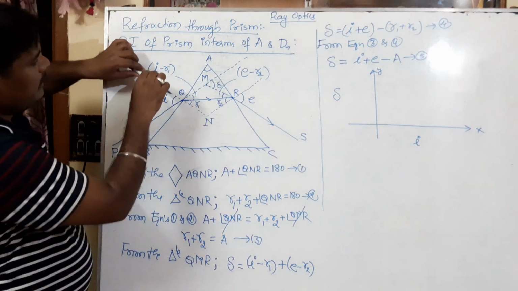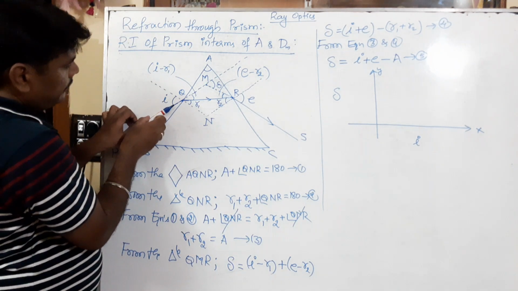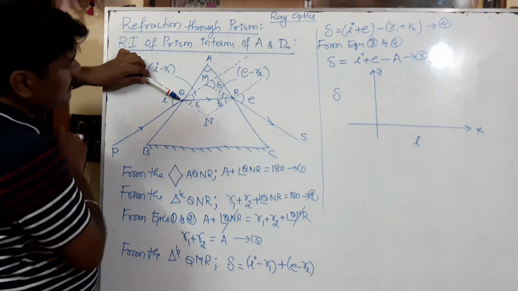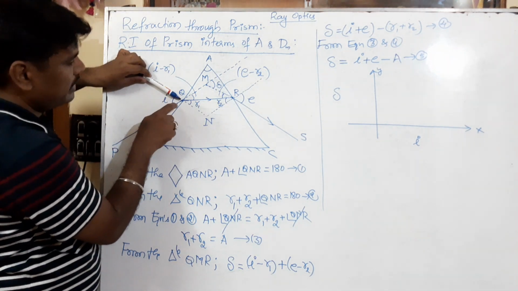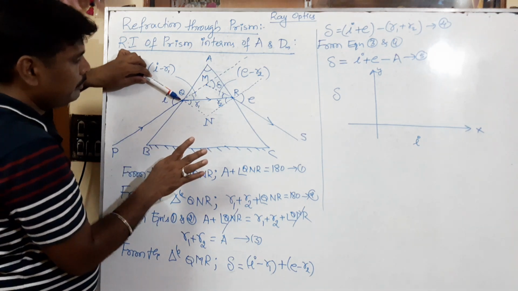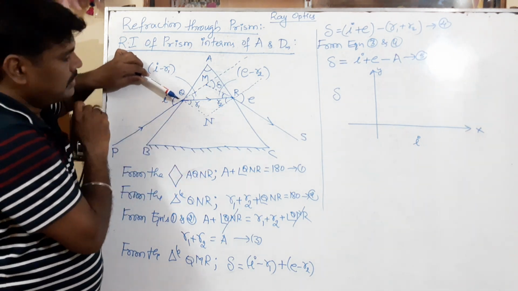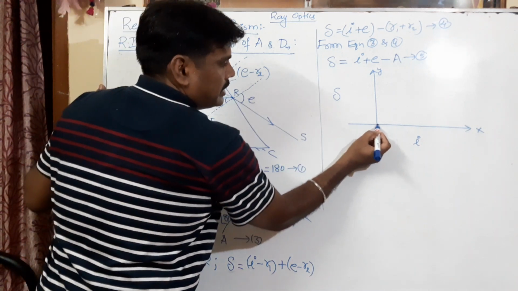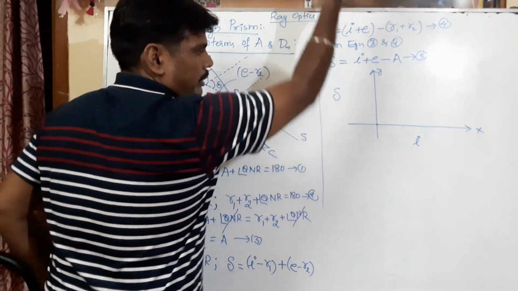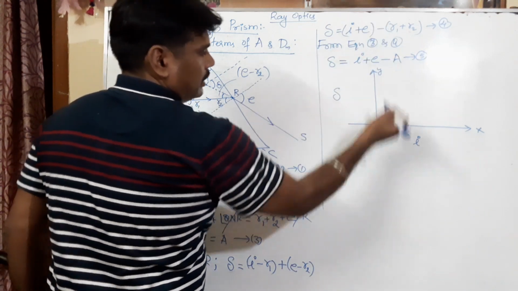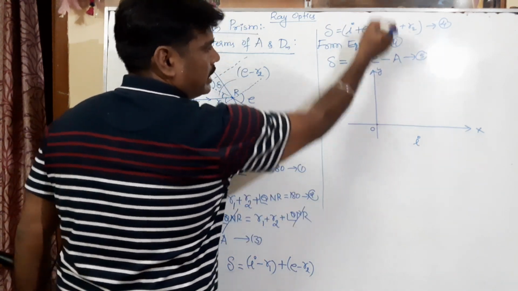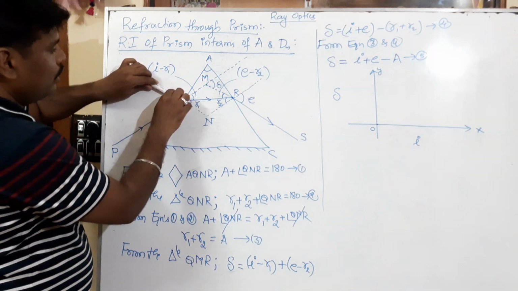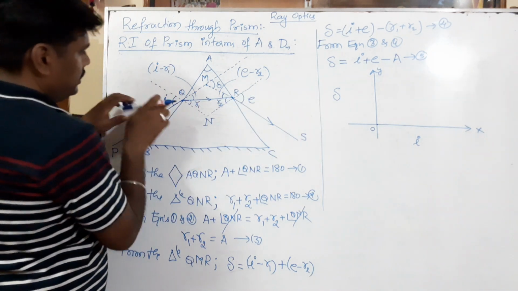Observe carefully here. If the incident ray is considered along the normal, what is the angle of incidence? 0. This is normal incidence. Normal incidence does not satisfy Snell's law, so the angle of deviation would be infinity. So we never get delta for 0 angle of incidence. If you make some inclination here, then only we will get the angle of deviation delta.